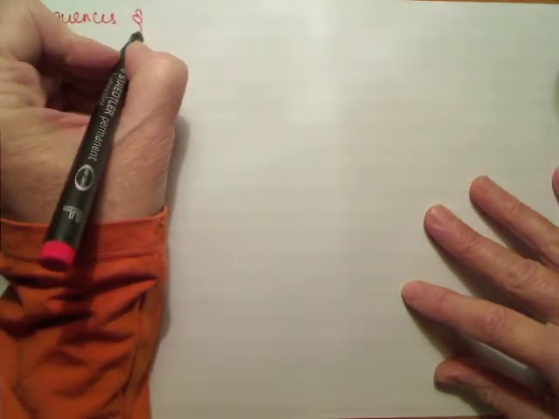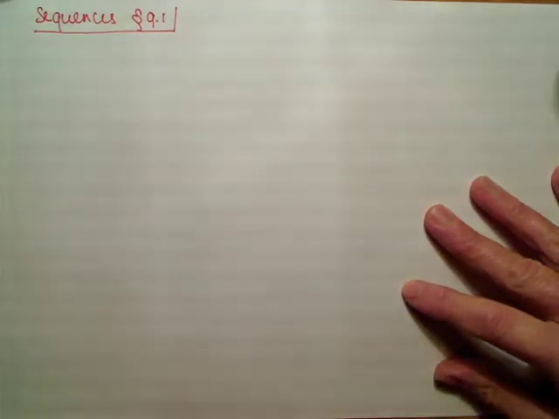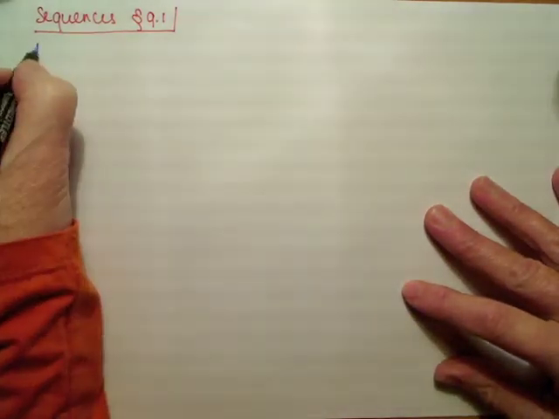This lecture is about sequences and series of elements. First one is about sequences and what they are. The material is in the book in section 9.1. Now, what is a sequence?